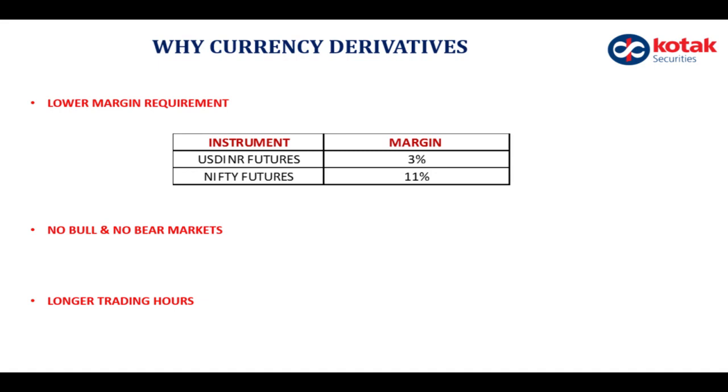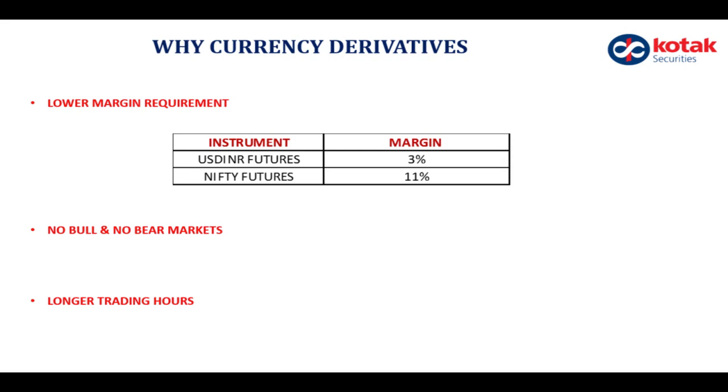Third point, longer trading hours, which is big because in the equity market you can trade between 9:15 to 3:30. Though there is talk of extending the trading hours, that's something which may happen in the future. As of now, it's up to 3:30. In the currency market, in the rupee pairs like dollar rupee, euro rupee, pound rupee, yen rupee, you can trade up to 5.